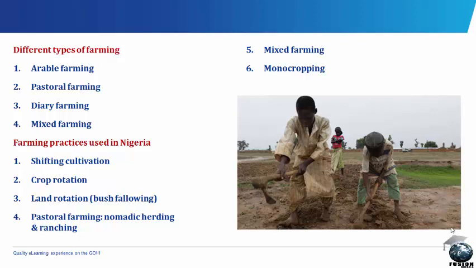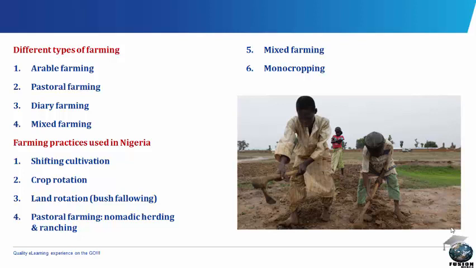There are 6 farming practices used in Nigeria, as follows. 1. Shifting cultivation. It is where a local farmer farms on a piece of land consistently for 1 or 2 years. The land is left fallow and unplanted for so many years before coming back to start cultivation. 2. Crop rotation. Here the crops are rotated on a 4, 5, or 6 years basis.